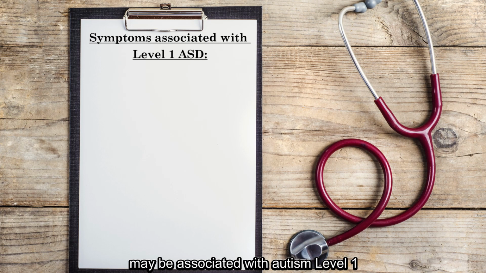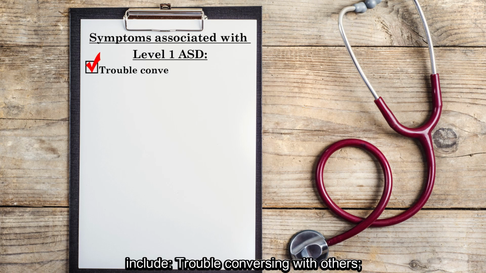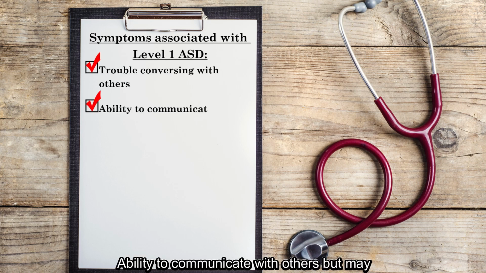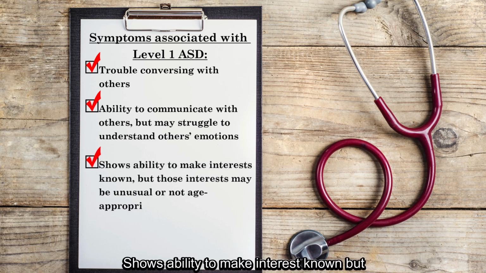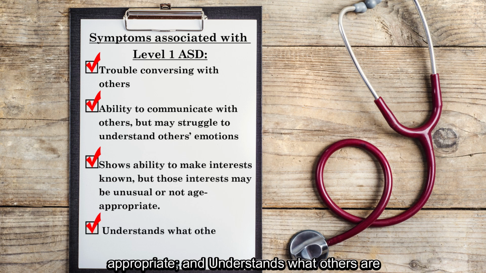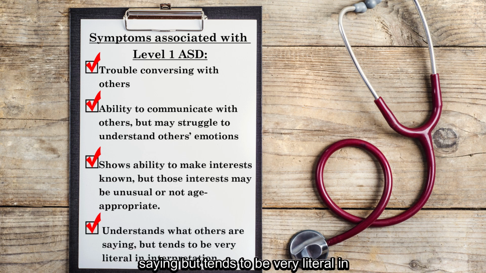Symptoms that may be associated with autism level 1 include trouble conversing with others, ability to communicate with others but may struggle to understand others' emotions, shows ability to make interests known but those interests may be unusual or not age appropriate, and understands what others are saying but tends to be very literal in interpretation.